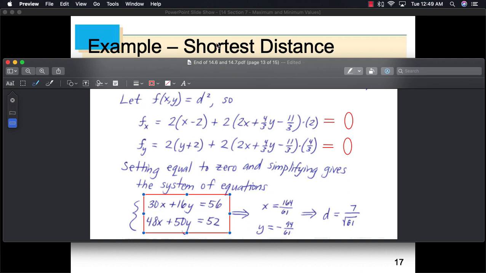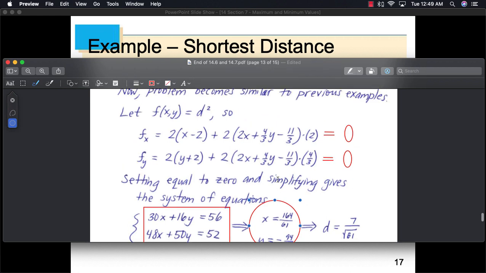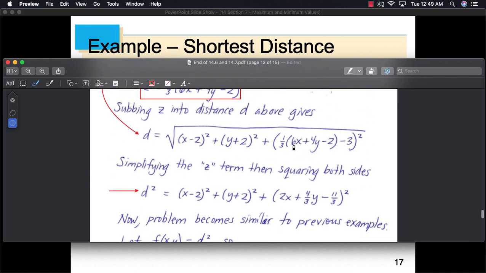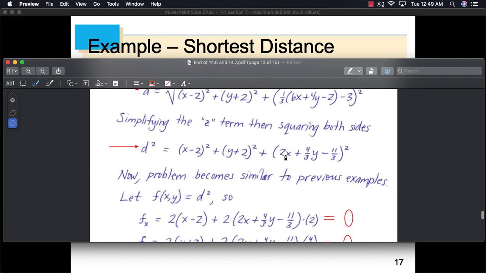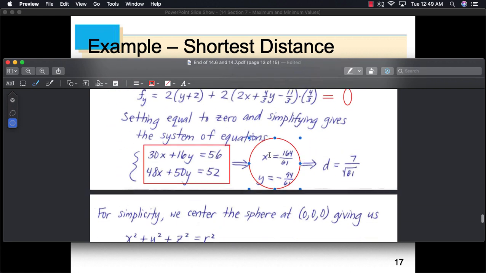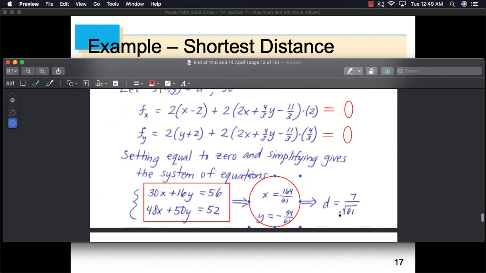Well, if you take a look at the title of the example, it's asking for the shortest distance. Now, these are the values at which the shortest distance occurs, but you still need to take these two values here and plug them into the distance formula way up here. So you plug them into here. It gets kind of annoying. Or you can actually plug it into the d squared expression, but make sure you take the square root after the fact. And we end up with the distance of 7 over radical 61 as our answer.